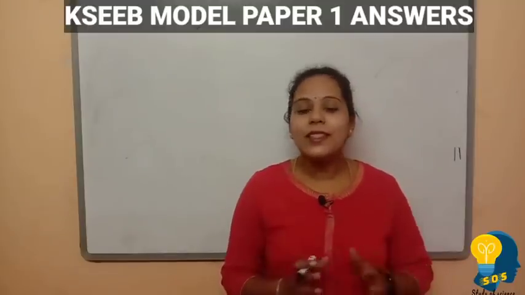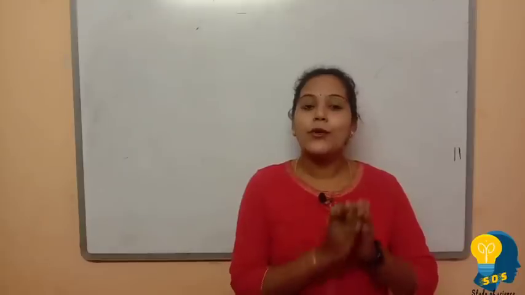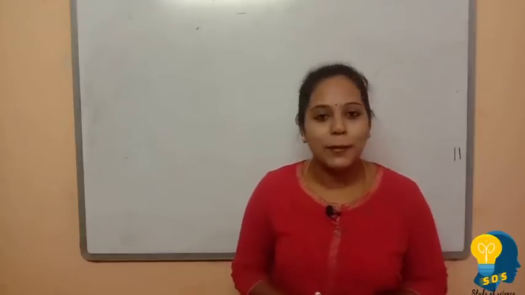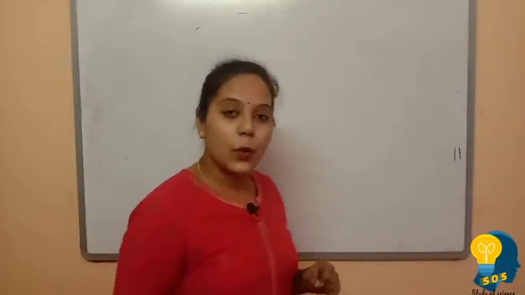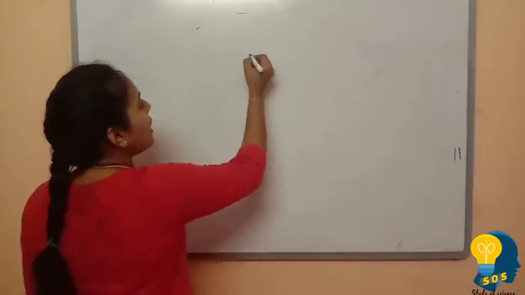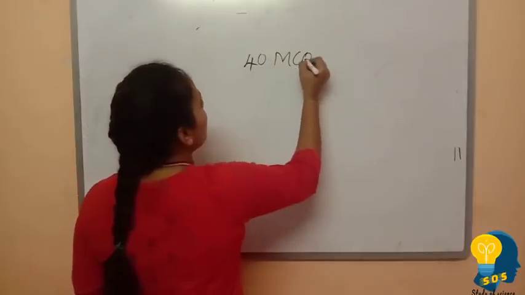So before solving the answers, you must know what is the weightage which they have given for physics, chemistry and biology in the science question paper. So let us look at that first. When we check the multiple choice questions which they have given in the question paper, totally we have 40 multiple choice questions, right? So totally we have 40 MCQ.